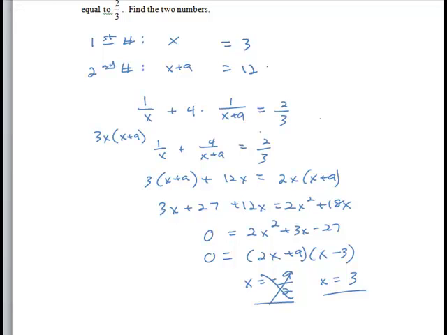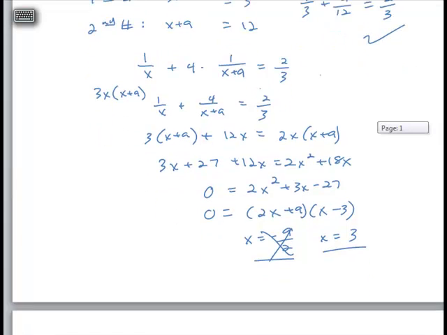Now we can certainly check ourselves, make sure it checks out. It says the reciprocal of the smaller, which would be 1/3 in this case, plus 4 times the reciprocal of the larger, plus 4 12ths, would be equal to 2/3, and it is. So everything checks out the way it should, so we're confident we have this problem correct.